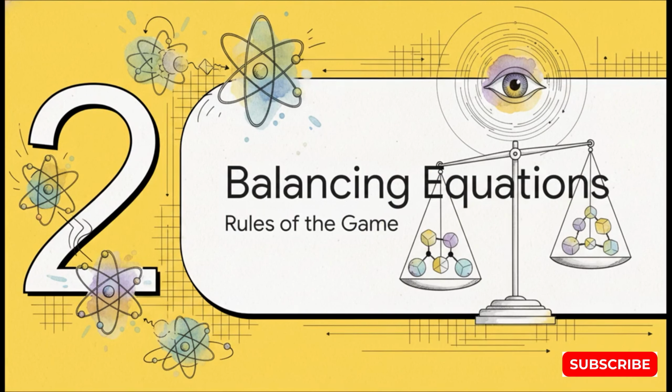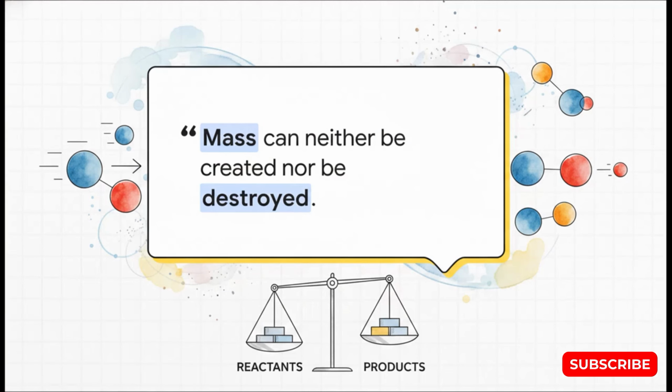Moving on to Part 2, balancing chemical equations. When elements interact and change identities, they have to follow a very strict universal rule. Everything has to stay perfectly balanced. And it all comes down to the law of conservation of mass, which tells us that mass can neither be created nor be destroyed. In the context of our chemical drama, this means you can't just magically spawn new atoms out of thin air, and you definitely can't make them vanish.